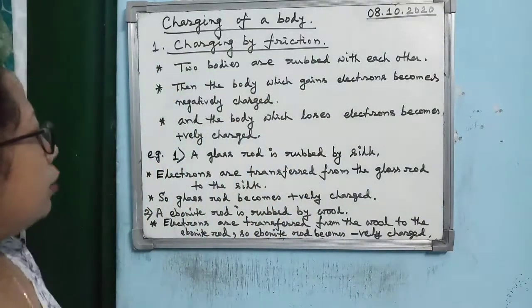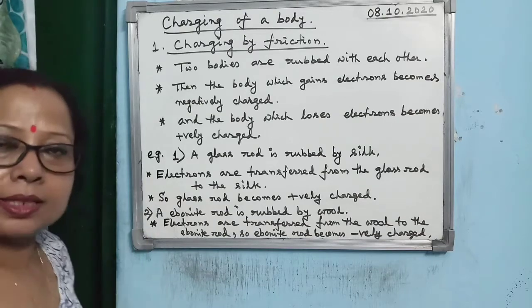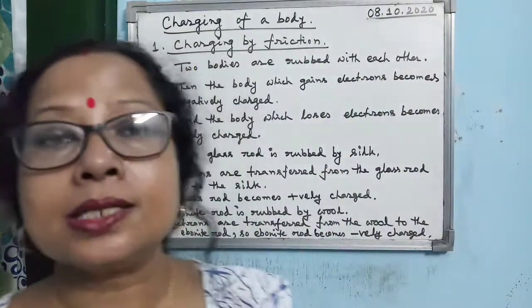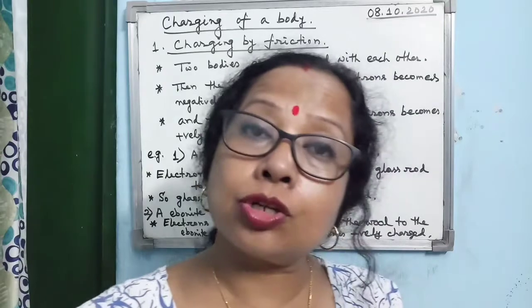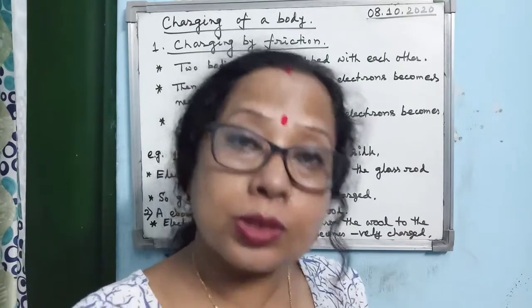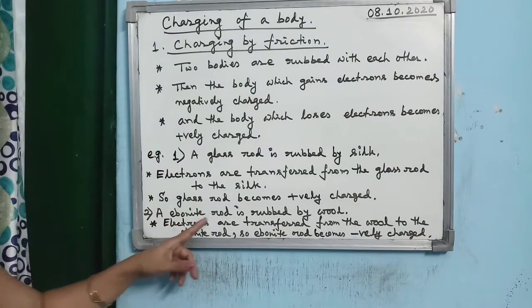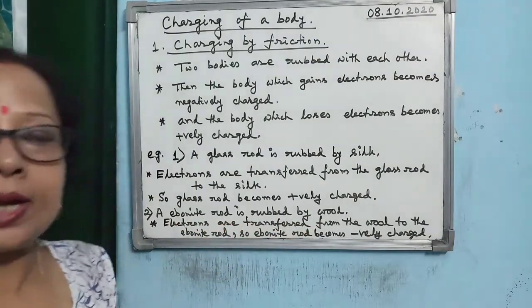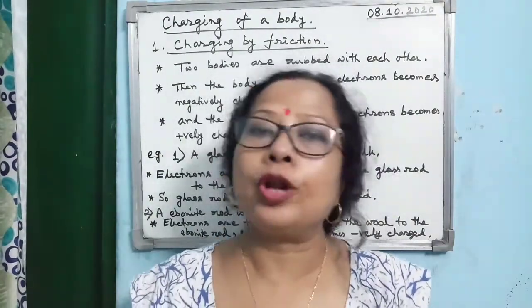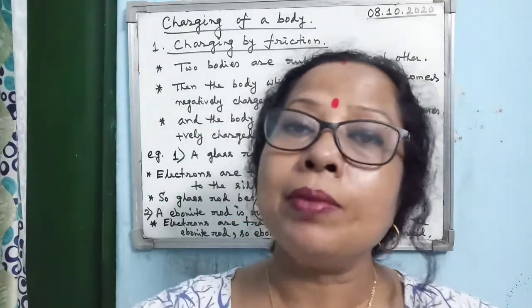These two examples are very important, so you must learn and remember them. When a glass rod is rubbed with silk, electrons are transferred from the glass rod to the silk. So the glass rod becomes positively charged because it loses electrons, and the silk becomes negatively charged. And like that, when an ebonite rod is rubbed by wool, electrons are transferred from the wool to the ebonite rod. So the wool becomes positively charged and the ebonite rod becomes negatively charged.